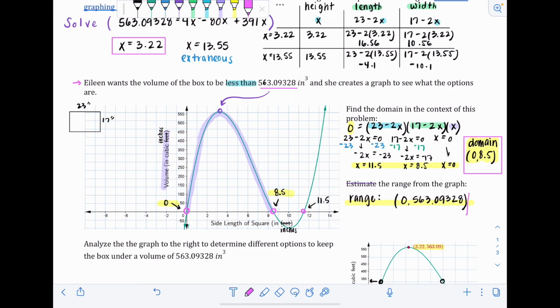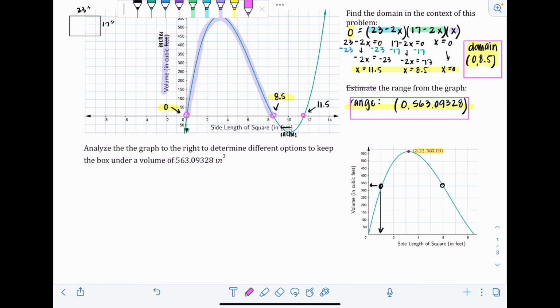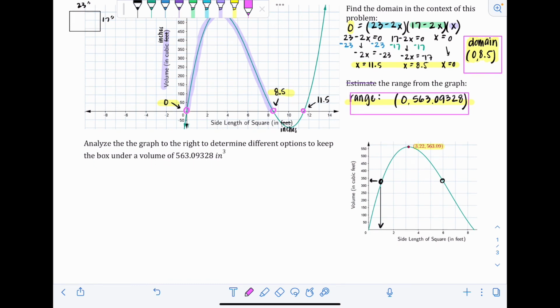And then for the next section, this is the last little part of at least this problem, and there's one problem after it. Not little, I guess, but there's one problem after it. So analyze the graph to the right to determine the different options to keep the box under a volume of 563.09328. Basically, oops, I wrote on this and forgot to erase it. Basically, any point on this graph, so notice we took away the parts of the graph that don't really matter for this problem, and we just have that initial part where the volume was positive.